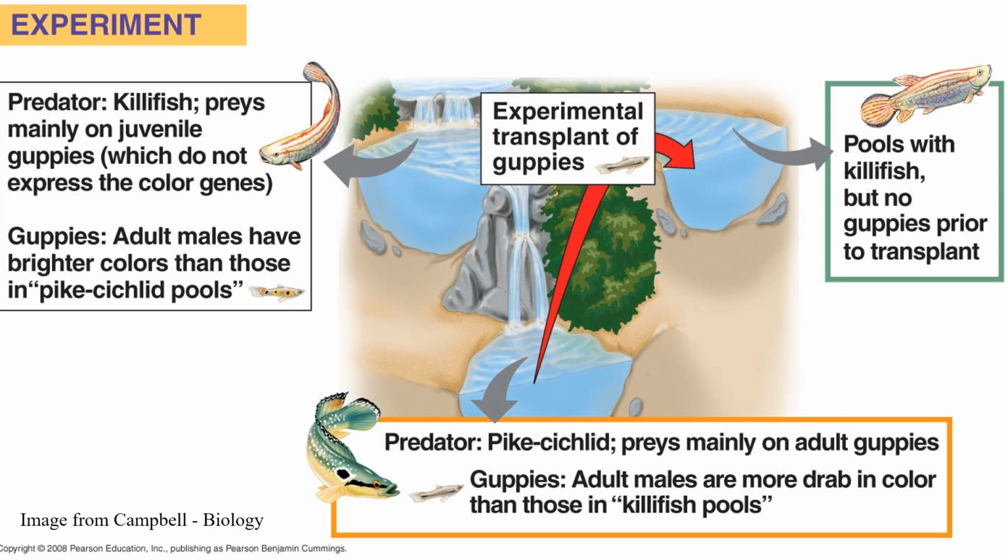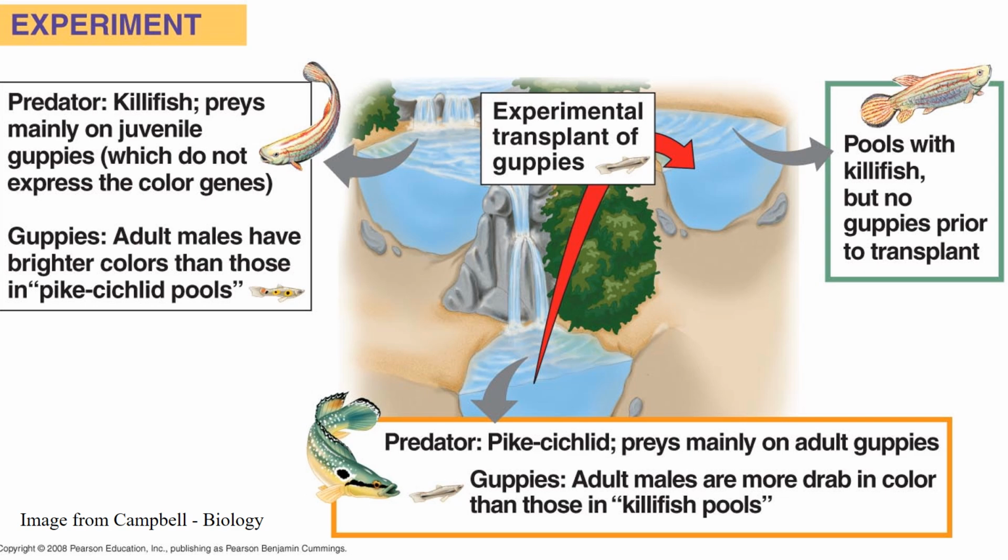So the bright coloration is promoting greater reproduction, but first you got to survive. So in those pike cichlid pools, the adult males tend to be more drab in color. They can still reproduce, but they've got to survive and they've got to hide from the predator. So the question then was, what would happen if you moved some of these guppies around?